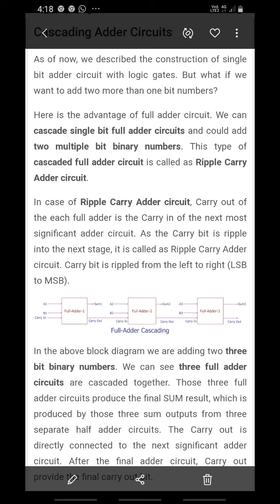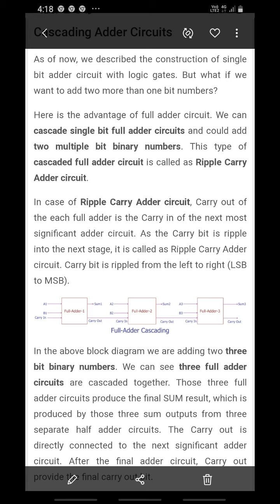Here A1 B1 carry go into full adder 1, which produces sum and carry, and again we take another full adder with inputs A and B, and the carry output is connected as input of the second full adder. Here it is nothing but the carry in of the second full adder circuit, and it produces the output sum and carry output.